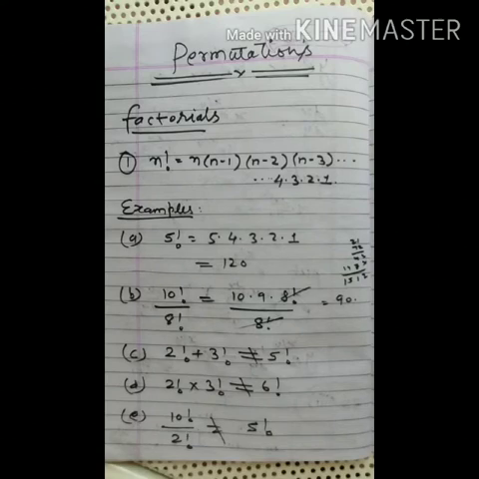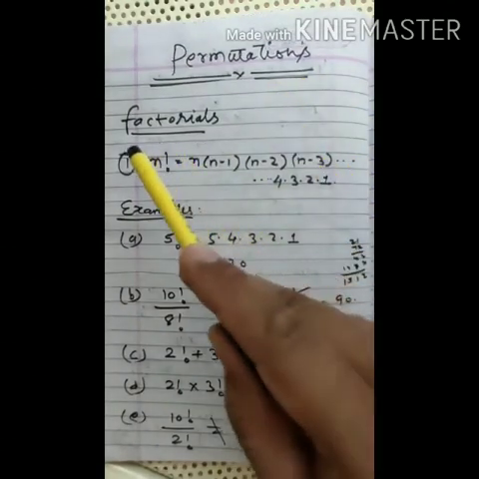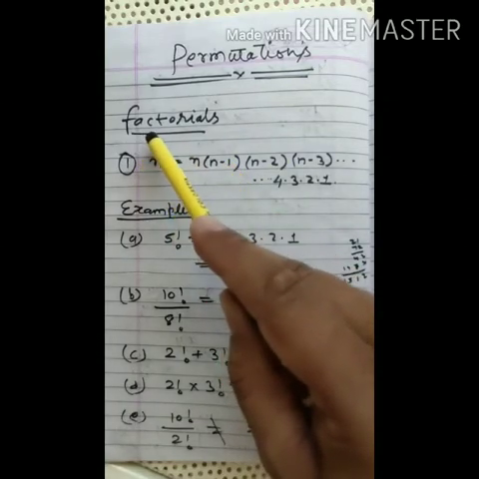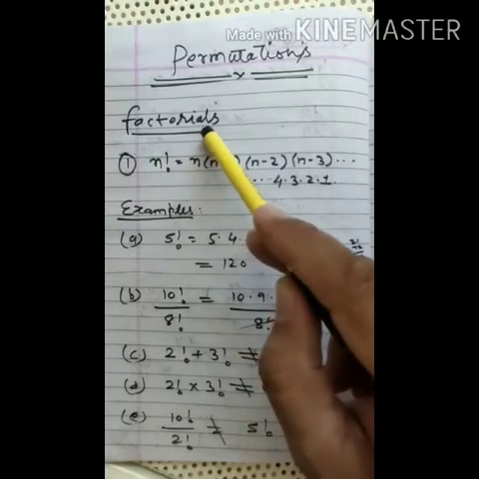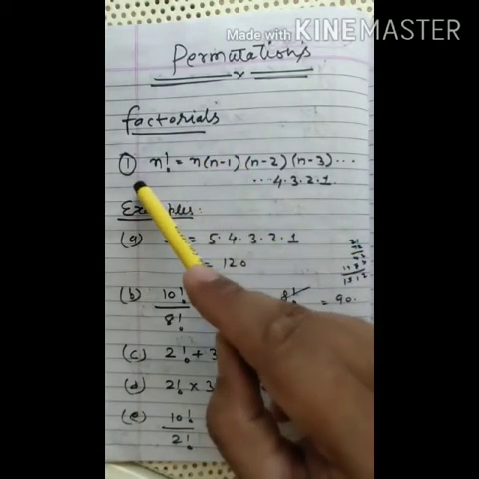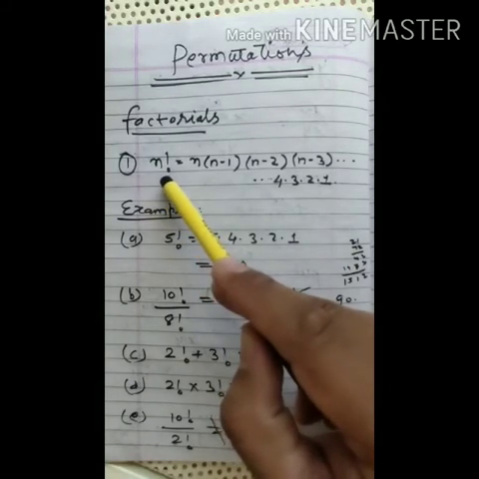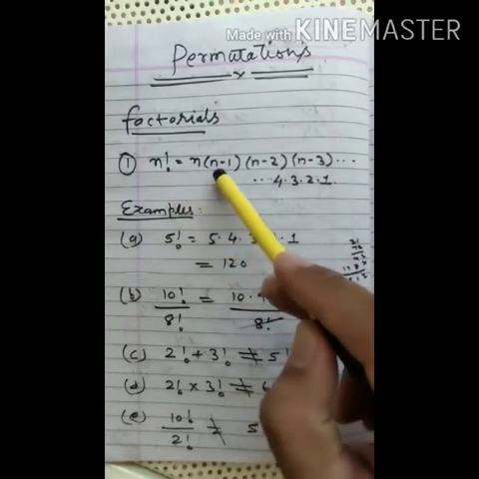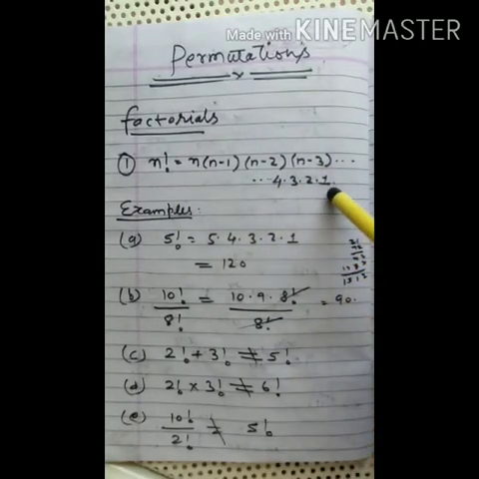Students, today our topic is permutation. Now, in permutation, first we have to know what factorials are. As is clear from the name, factorials mean factors. So the formula for this is n factorial. n is any integer, and n factorial, this is the symbol for factorial. It means n, n minus 1, n minus 2, n minus 3, and so on till 1.